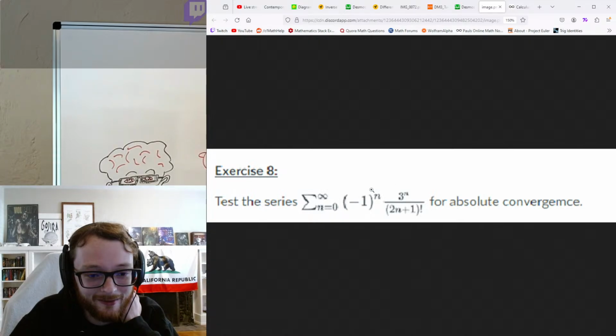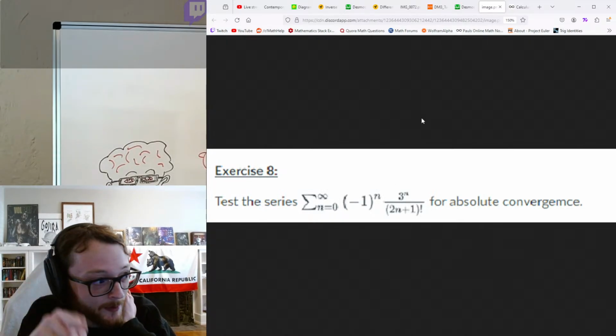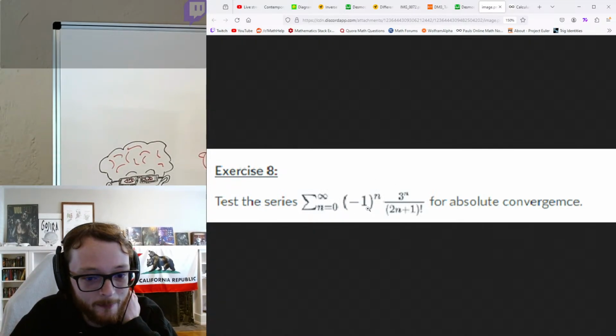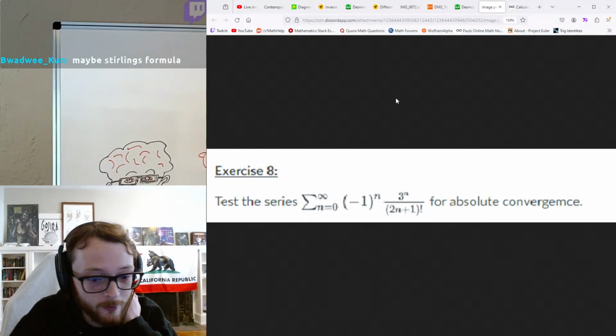So I guess I should back up even further. As soon as you see the (-1)^n, you should think alternating series test. That's usually the easiest thing to do. Here, it's still not so easy. So I want to move on to the ratio test or the root test.